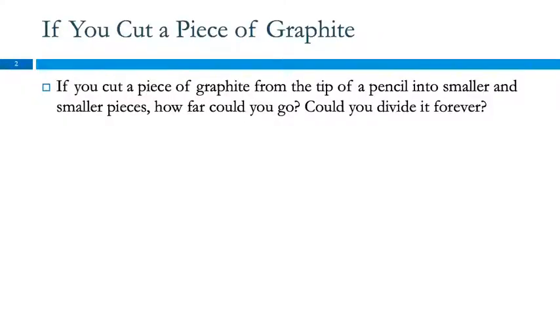So if we think about a piece of graphite, you're writing with your pencil and the lead breaks off. That lead is made out of graphite. Take that piece of lead and you cut it in half, and you take one of the halves and you cut it in half, and you take one of the halves and you cut it in half. How far could you go? Yeah, down to a single atom.